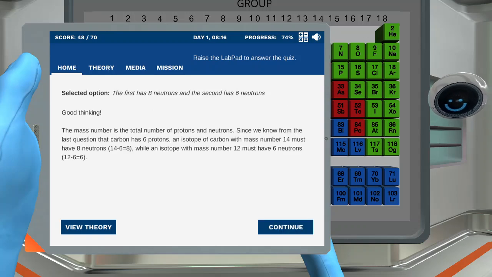Good thinking. The mass number is the total number of protons and neutrons. Since we know from the last question that carbon has 6 protons, an isotope of carbon with mass number 14 must have 8 neutrons, while an isotope with mass number 12 must have 6 neutrons.